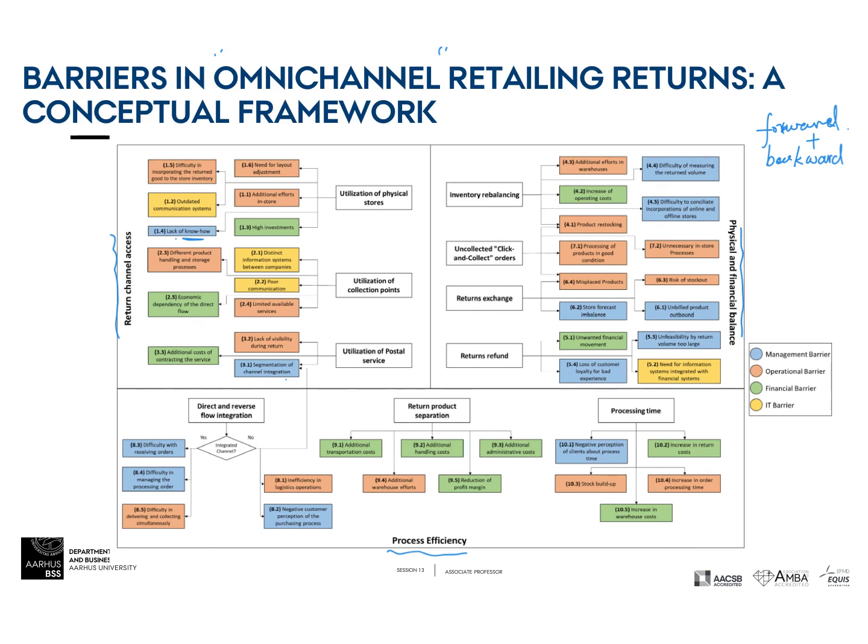And then in the physical and financial balance, we have difficulty measuring the retained volume, difficulty to consolidate operations of online and offline stores, store forecast imbalance, and unbilled product outbound. And in the process efficiency section, we have difficulty receiving orders, difficulty managing the order processing, and the negative customer perception of the purchasing process. That's related to the direct and reverse flow integration. And then we have the return and product separation, and processing time, with negative perception of clients about processing time.